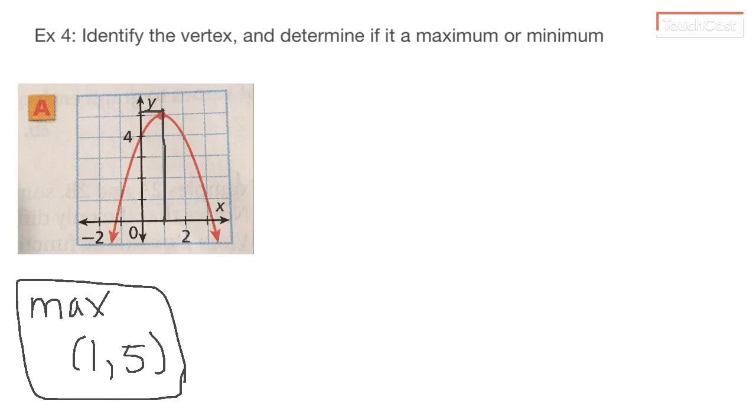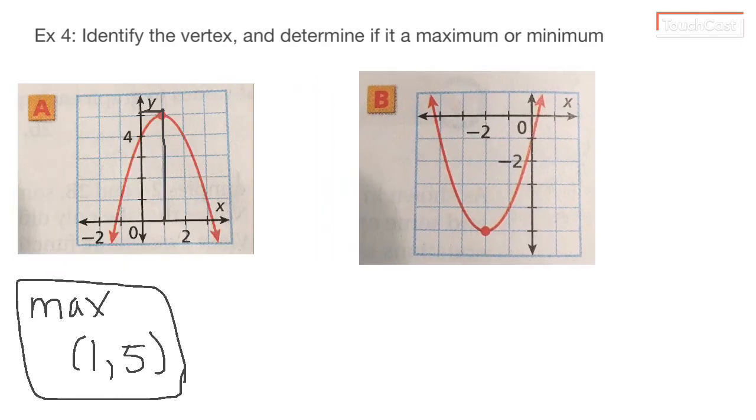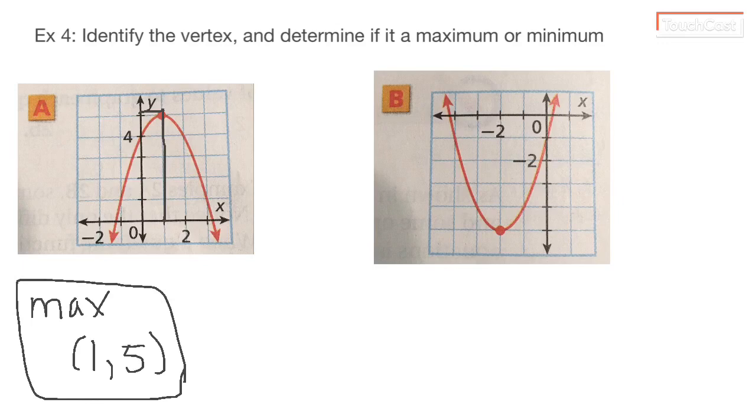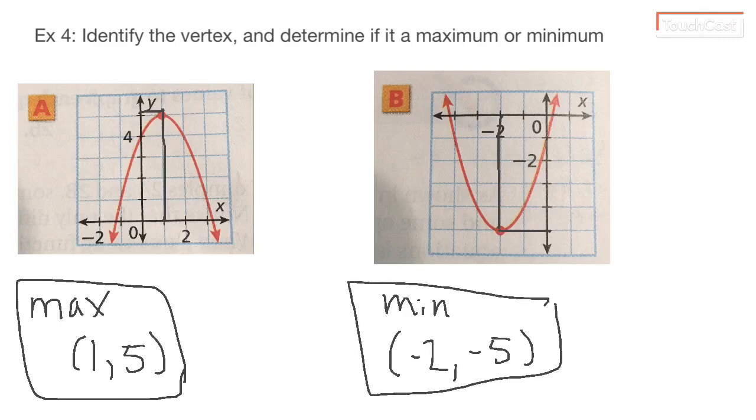So this graph has a maximum at (1, 5). Let's also look at part B, where we can do the same thing we just did. Since this opens upward, we're going to start by saying it has a minimum. We can just abbreviate that with the word min. If we draw a line up, we'll find the x value, and then over will help us find the y value. So our ordered pair is going to be (-2, -5). So we have a minimum at (-2, -5). I would copy these pictures into your notebook.